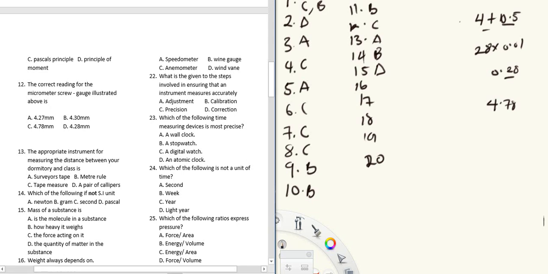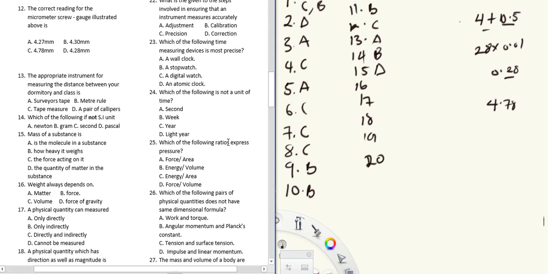And then let's look at question 16. It says weight always depends on, so when you're talking about weight, it always depends on what? Force of gravity. And the answer is D as well. And then the next question: a physical quantity can be measured, there's supposed to be "be": only directly, only indirectly, directly and indirectly. You know that a physical quantity can be measured directly or indirectly. So definitely this is the answer, and that is C. So you don't even have to read further.